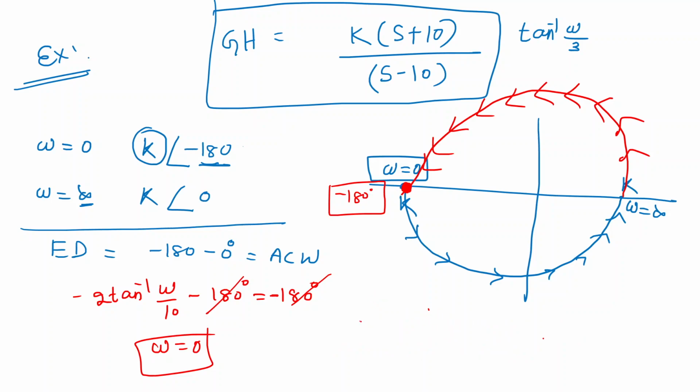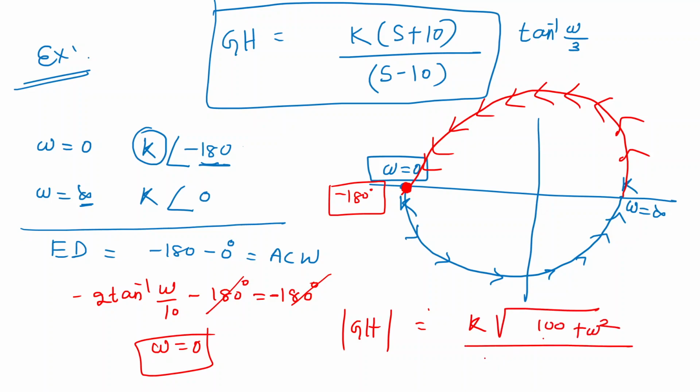So I'm writing out the magnitude here. Magnitude of G of jω equals k into the square root of 100 plus omega square divided by omega square minus 100. Now put omega equal to 0. Sir, minus under 100 means imaginary numbers. So which one are you saying? This gets cancelled now.